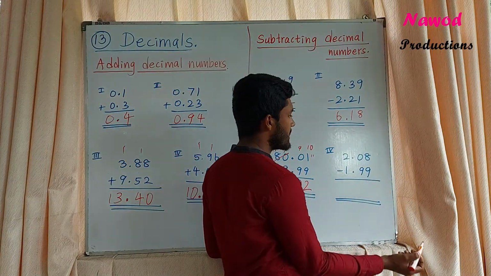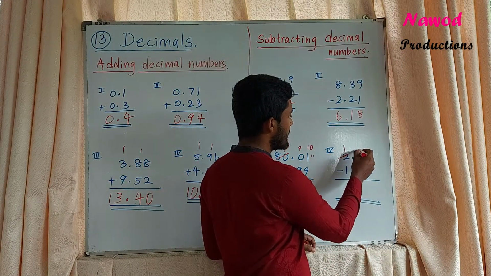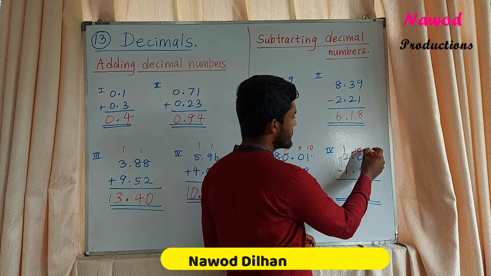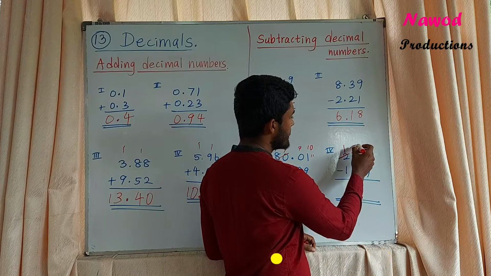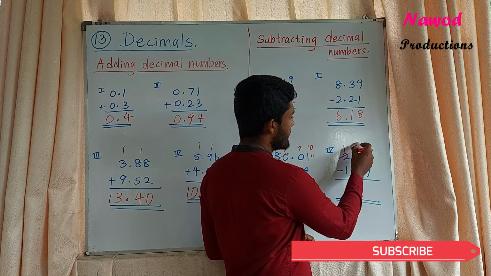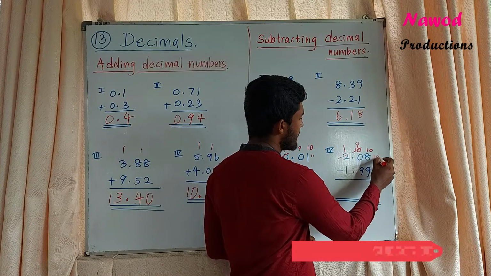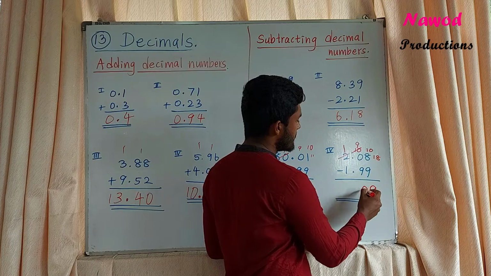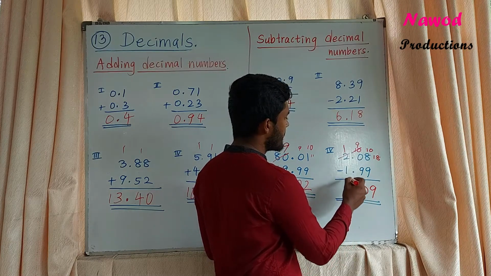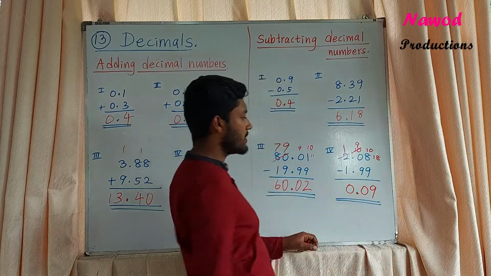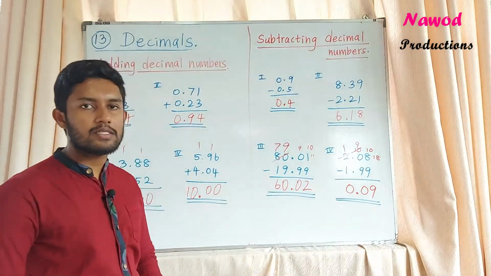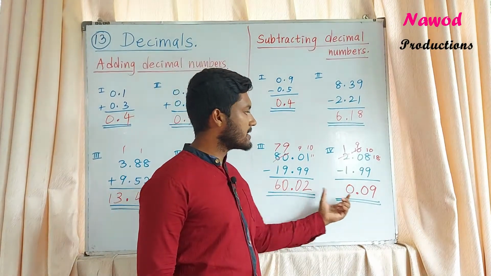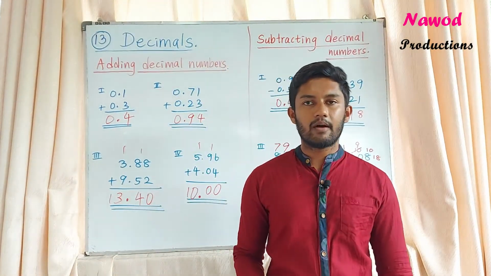8 minus 9 we can't do. Then here 1. Here 10. From this 10 we are giving 1 to here. Then 10. Here 9. 10 plus 8, 18. 18 minus 9, 9. 9 minus 9, 0, decimal point. 1 minus 1, 0, 0.09 is the answer. Likewise, we can get the addition and subtraction of decimal numbers.